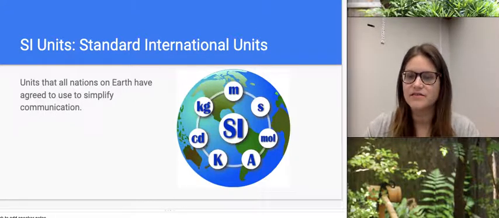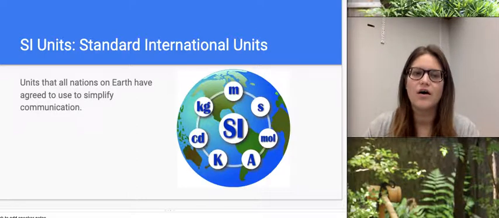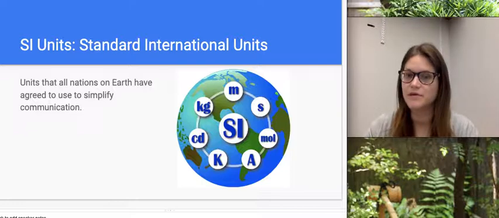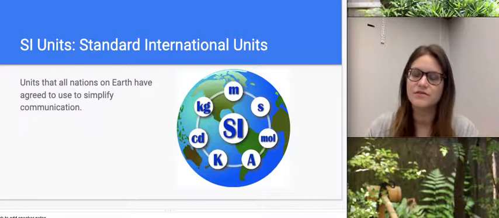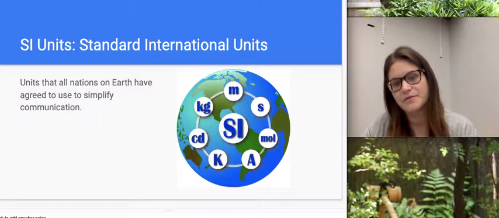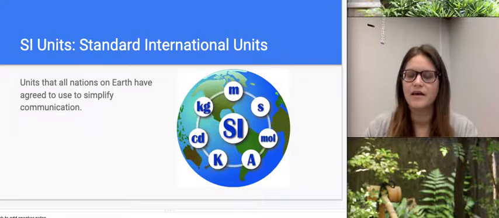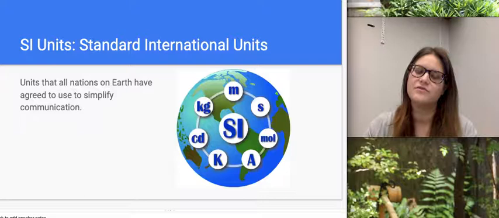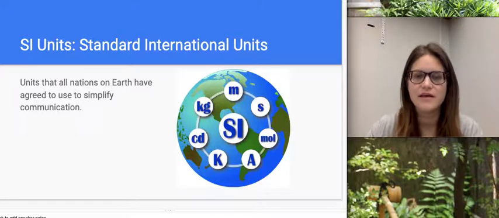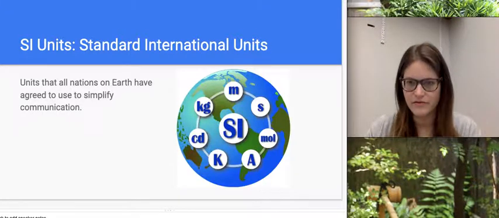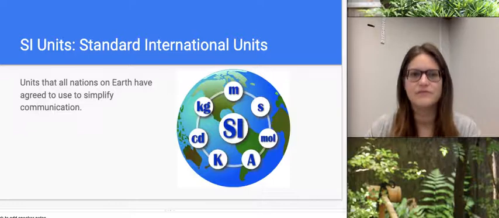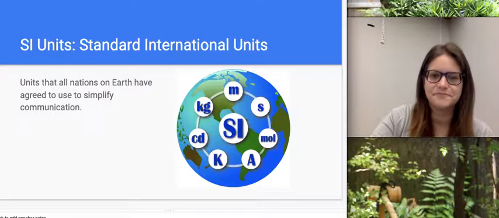The SI stands for Standard International. These are the units that all nations on Earth have agreed to use, which simplifies communication between nations. Because as you know, some places use kilometers per hour, and in the United States, we use miles per hour. There are a lot of various ways of communicating units, and these are the ones that everybody uses so that we can have good communication around the world.